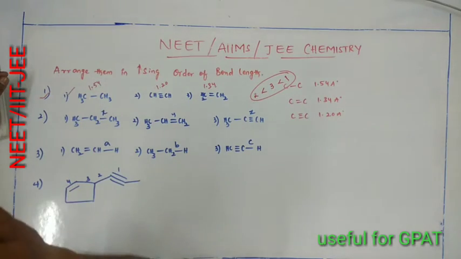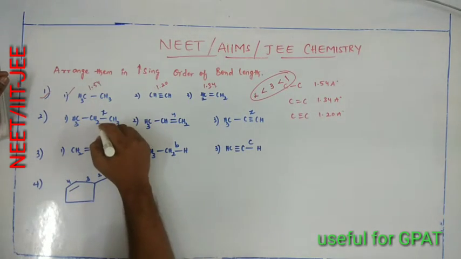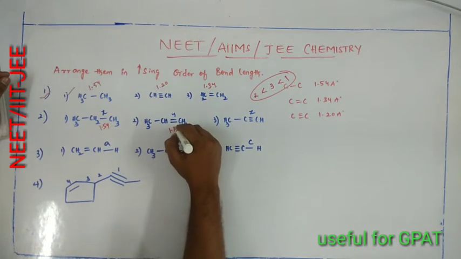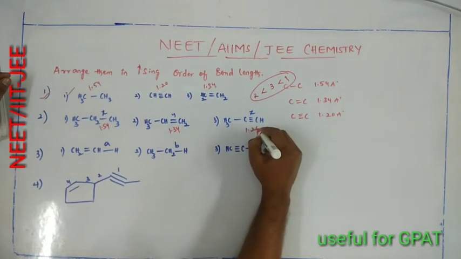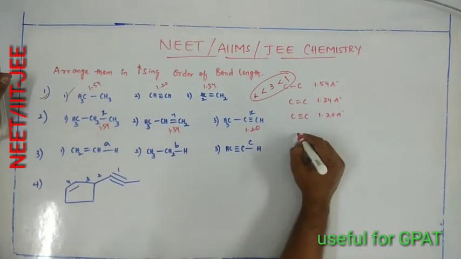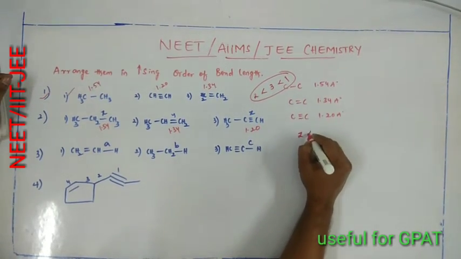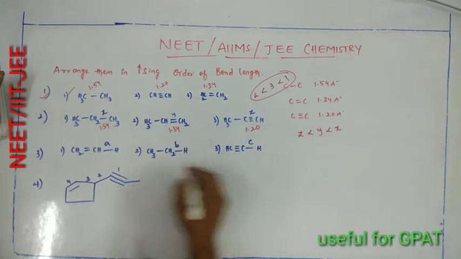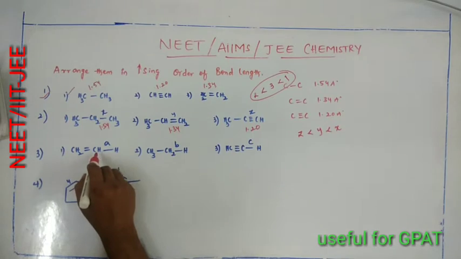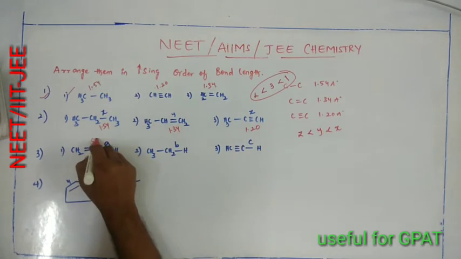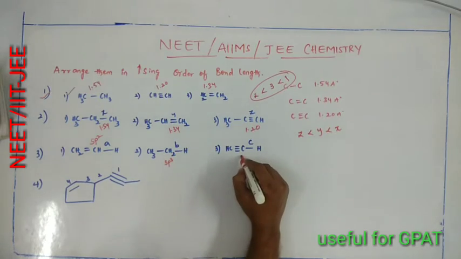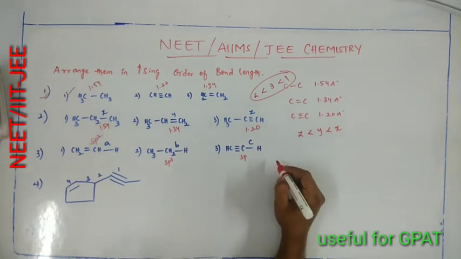Next, the second one. Here the carbon-carbon single bond is 1.54, then 1.34, then 1.20. By this we can arrange them as Z, Y and X. In the case of the third one, here the carbon is in the sp2 hybridized state, here sp3 hybridized state, and this one is sp hybridized state.